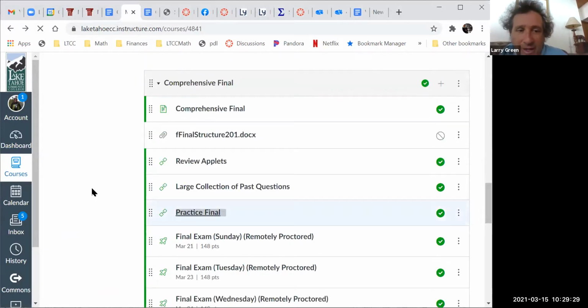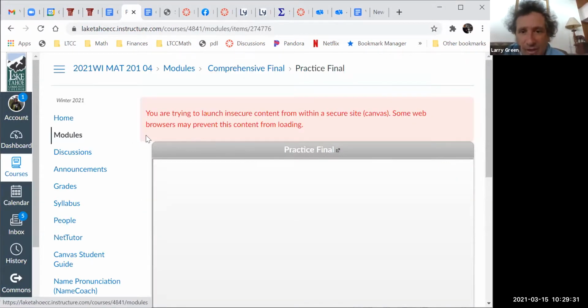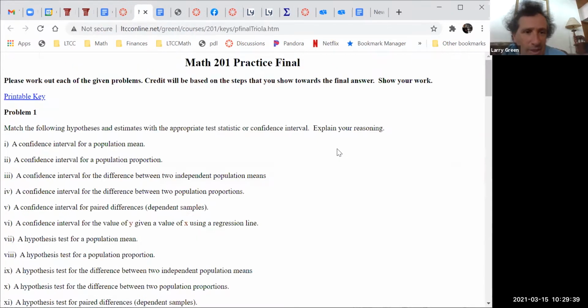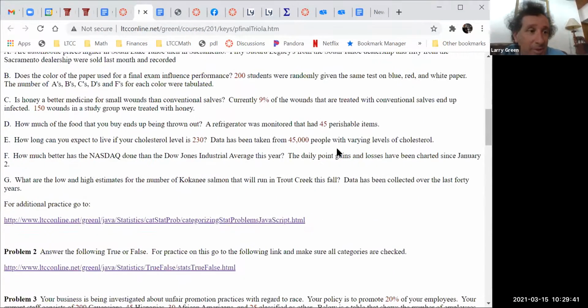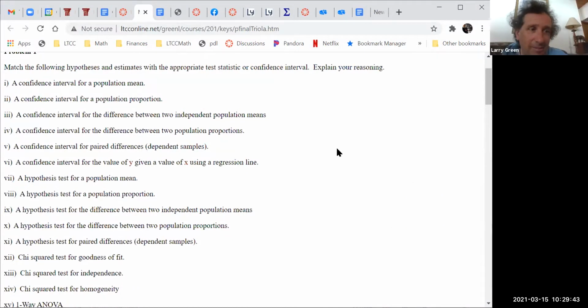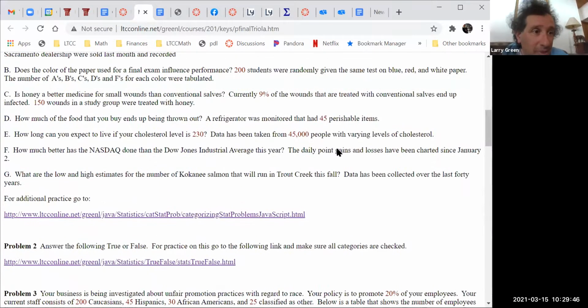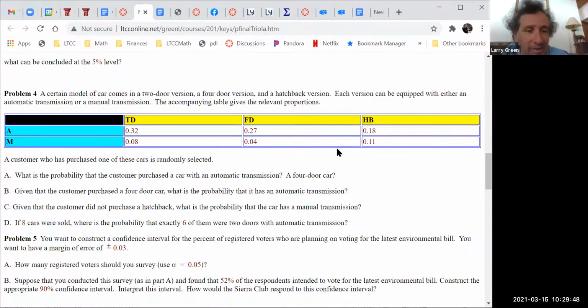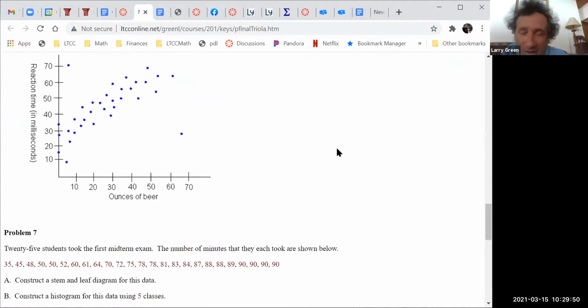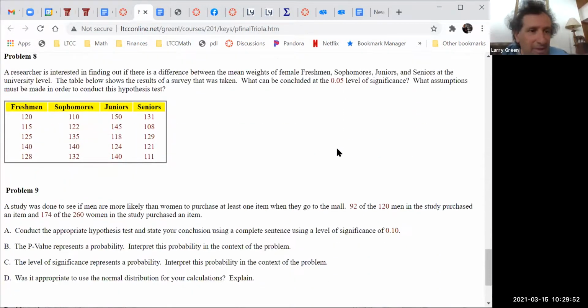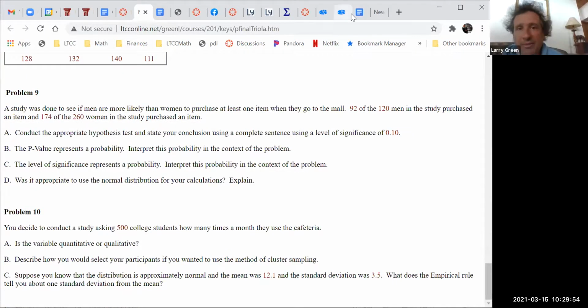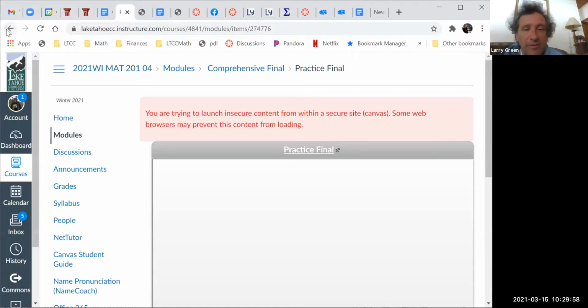There's also a practice final. This was written before COVID, so this was a written test. And this gives some examples, but you'll see this has some matching ones. It has some true falses. It has all kinds of different things. Regression analysis, lots of stuff. Any questions on that? So that's another place where you can find some practice.